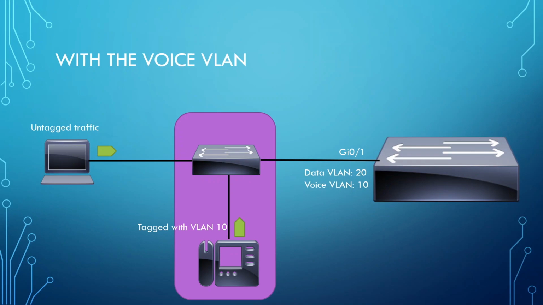And so the way that this would work is that your phone is going to be tagging traffic with the voice VLAN that is configured on that port. So in this case, we would configure the voice VLAN as being VLAN 10.